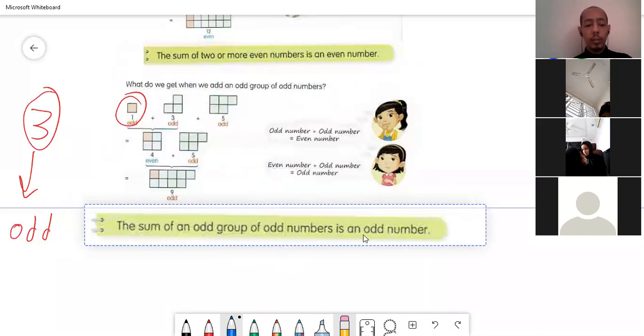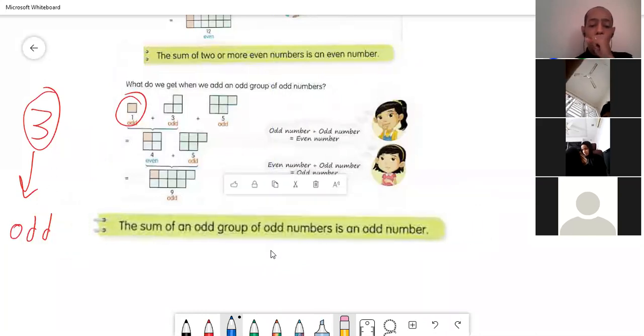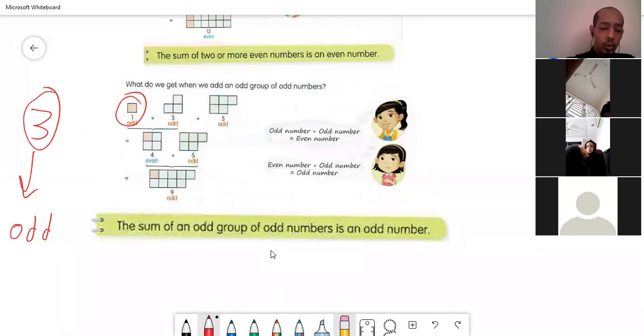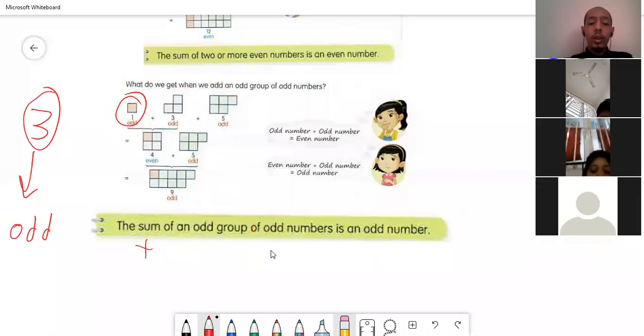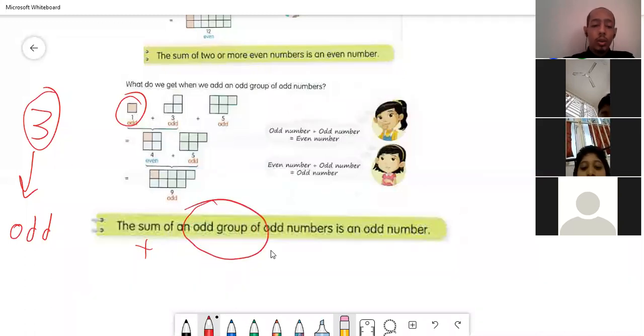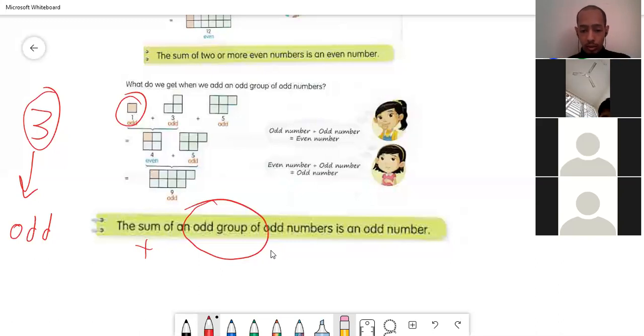Okay, this is the statement. The sum of an odd group of odd numbers is an odd number, okay? So sum is plus, of an odd group. What does it mean, odd group? The group that has odd numbers. For example, here we have this group, okay? We want to add this group. How many numbers in this group? We have 3, which is an odd group, okay? So the sum of odd numbers, the group should have odd numbers, okay, to get an odd number as an answer, okay.